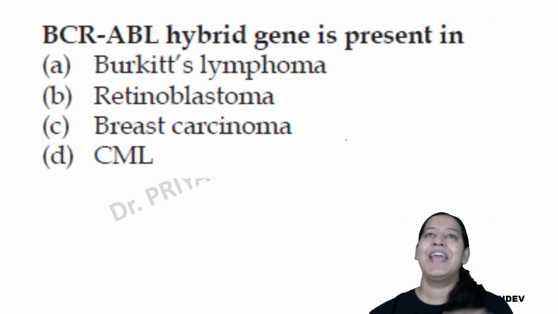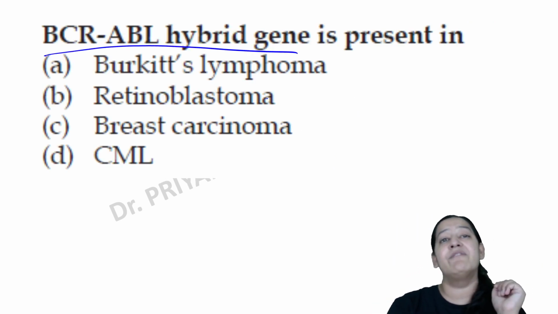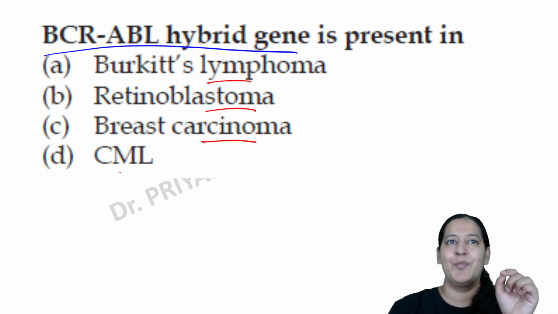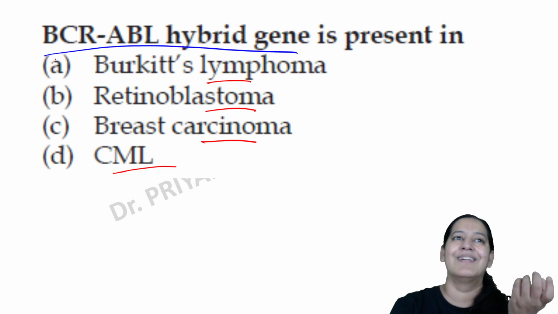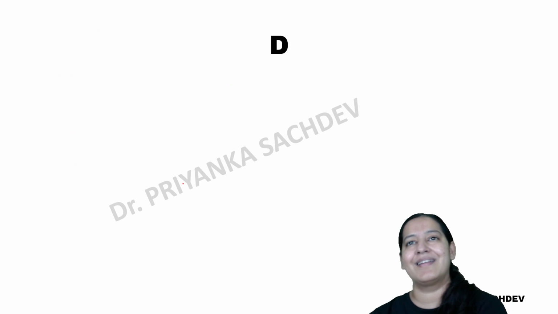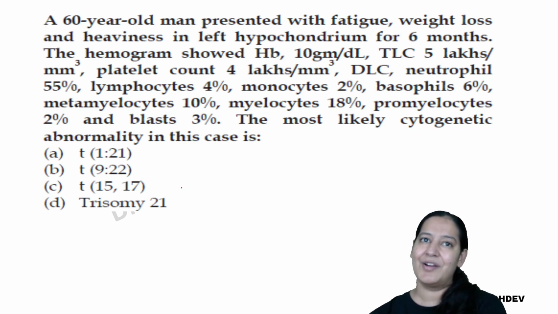Done. Answer is C. ABL BCR hybrid gene is present in which malignancy? So your options are Burkitt lymphoma, retinoblastoma, breast carcinoma and CML. Very easy. अभी पढ़ा ना. That's why it is easy. So ABL BCR fusion is seen in CML. So the correct answer here is D. है ना? So these are the questions you can see.